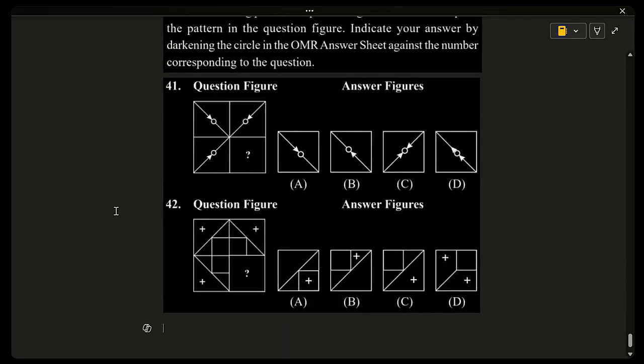Yes, 41st question. To complete this figure, what is the pattern? Yes, it is very clear. The arrow mark should point inward and the circle should be before that. So the correct answer would be option B. And 42, square and plus sign, and it is going to be answer C. So you can even draw here. You can complete this and you can use the plus sign. So it is available in option C. And next question.